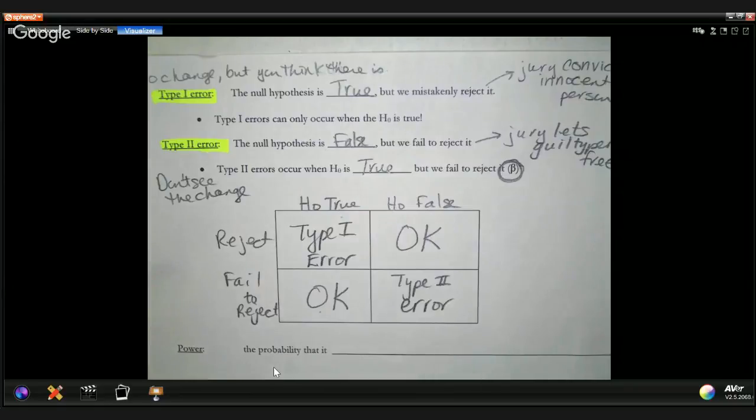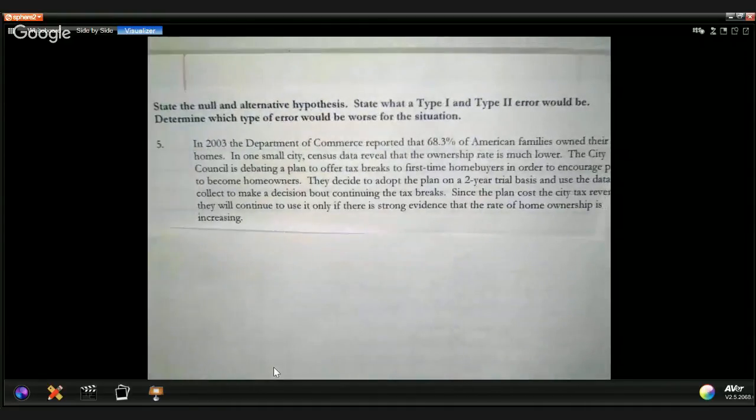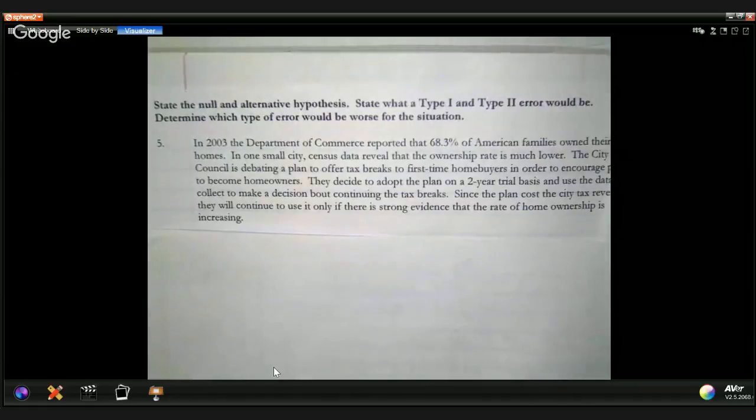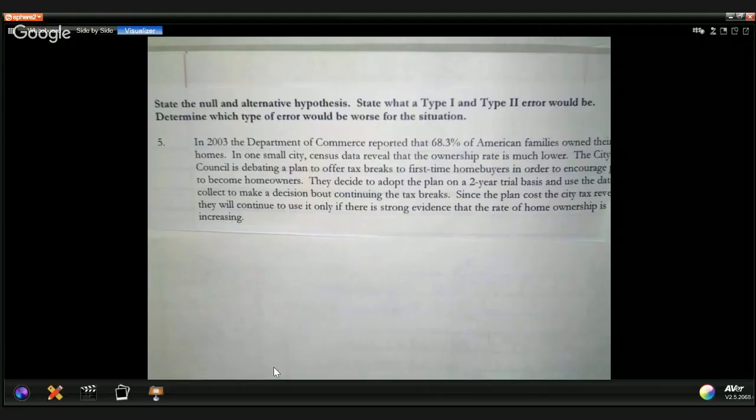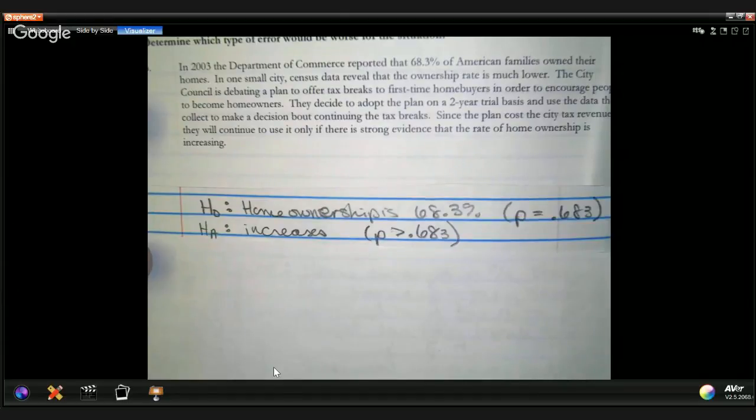Okay, so let's look at an example and let's see if you can figure out what type of error it is. So take a second, you have this paper, it was part of your notes. Go ahead and read it and start off by writing the null and the alternative, and then state what a type 1 is and state what a type 2 is. So you should have said that your null was 68.3 and your alternative is that it's going to increase.